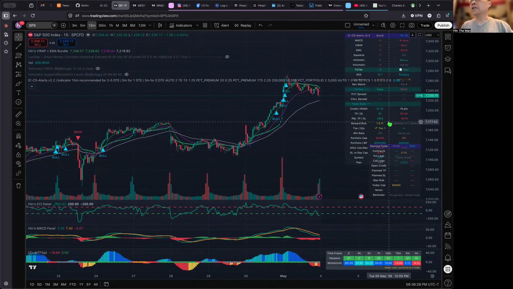I set it for 175% of the premium. Stop loss, target profit is probably like 50% or lower. It depends on the data. Like I trade 2 to 5 DTE, so it's not necessarily the same. All right, so I think that's about it for the indicator so far.